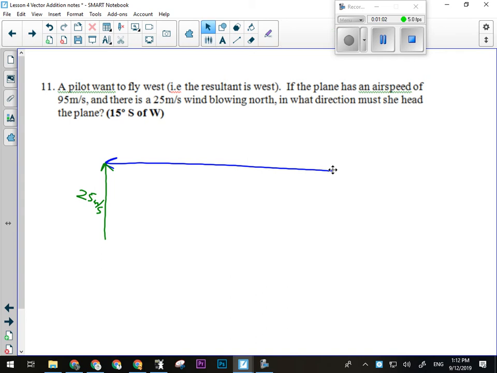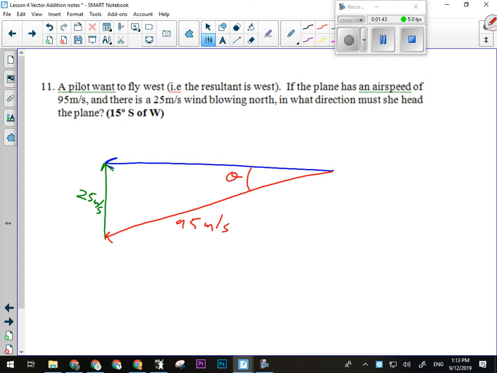Now, the other vector here is how fast the plane can fly. The plane can fly at 95 meters per second. So that means the plane, if I want to end up going due west and I've got a northerly wind, the plane has to fly somewhat, which way? South. Somewhat south. Not all the way south, but somewhat south. Okay, so here's the velocity of the plane. 95 meters per second. That gets me the heading that I'm looking for to be inside my triangle.